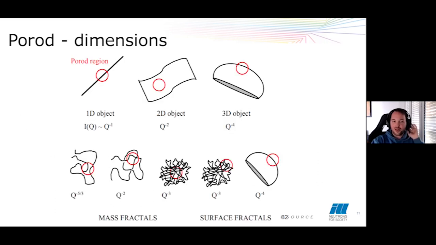This can change depending on dimension, because if we look at a string or one-dimensional object, then the slope will be q to the minus 1, on 2D q to the minus 3, and for a general 3D object q to the minus 4. But it can also give us, if we look from a bit further away, some information about the fractal dimension of our system, like a polymer. Is it a Gaussian chain in a dilute environment? Is it a swollen coil? Is it completely collapsed? This is for the mass fractal, or about the surface fractal.